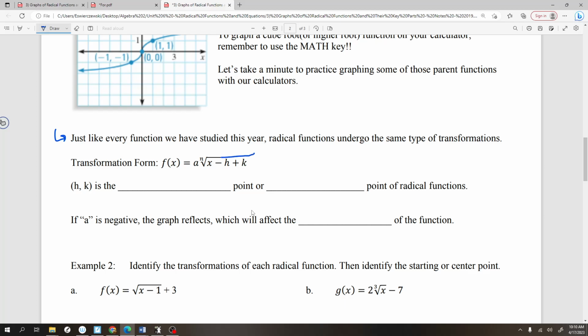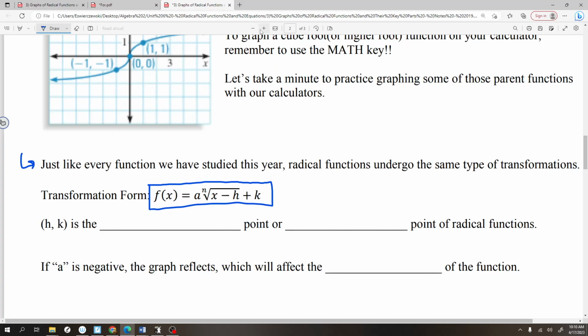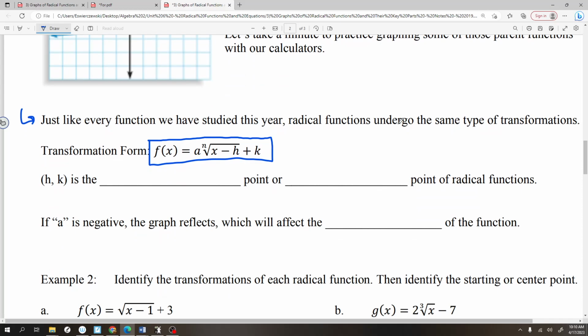So this, I haven't even done anything. Not going too fast. This is a form that will help us understand the transformations to the parent function. When looking at a radical function or graph in this form, h comma k is the center point or starting point.